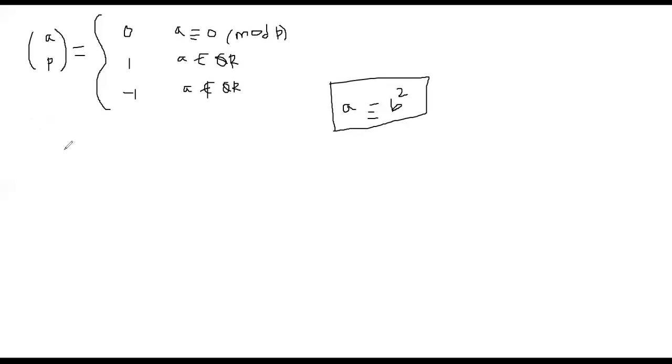So how do we compute Jacobi symbol? Jacobi symbol is computed on composite numbers as opposed to P. We need a composite number N. Composite means made of at least 2 primes, definitely, right? Not one, but two or more.